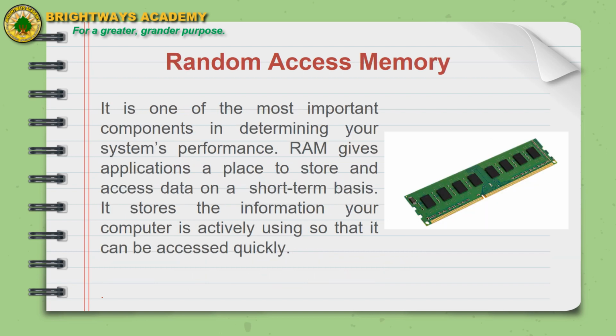Next is the random access memory or the RAM. Computer random access memory or RAM is one of the most important components in determining your system's performance. RAM gives applications a place to store and access data on a short-term basis. It stores the information your computer is actively using so that it can be accessed quickly.